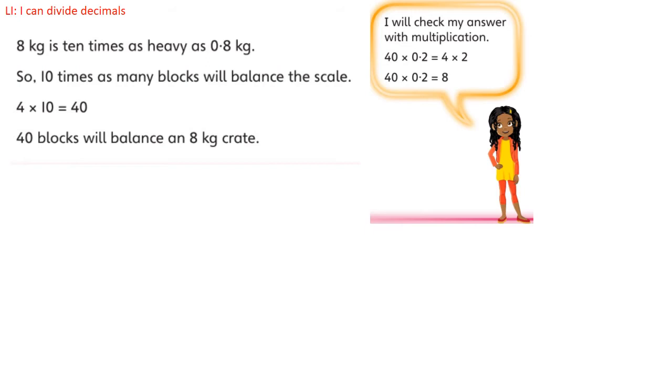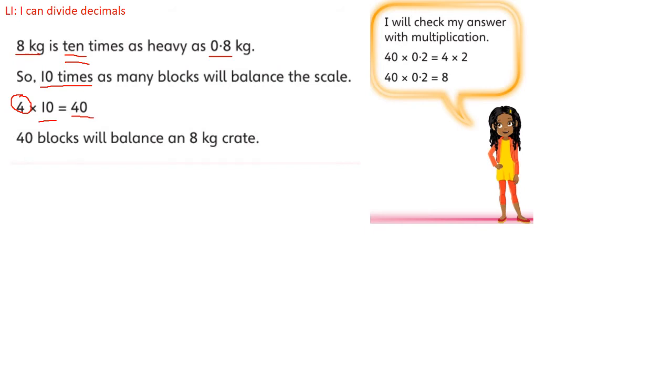Let's go through that again. 8 kilograms is 10 times heavier than 0.8 kilograms. So I need 10 times as many blocks. I had 4 blocks before. I'm now timesing it by 10 because 8 kilograms is 10 times more. So that's going to give me 40.